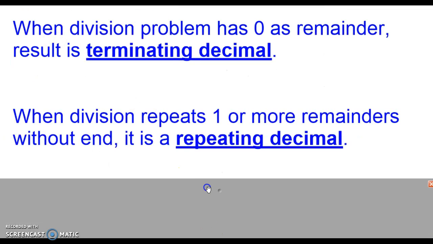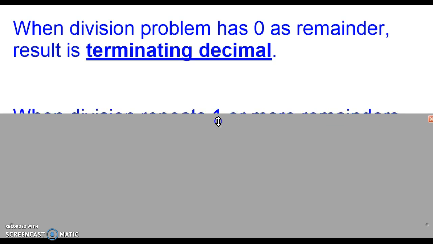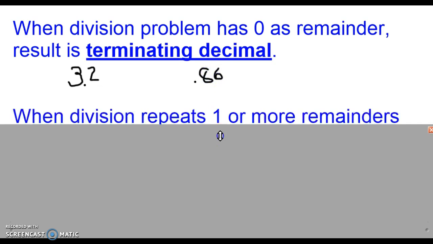So now we have 2 different types of decimals we like to talk about. When a division problem has a remainder of 0, the result is a terminating decimal. So an example of this would be what we just talked about, 3.2. That is a terminating decimal. It ends. Or if you had 0.86 or 86 hundredths, that is a terminating decimal.